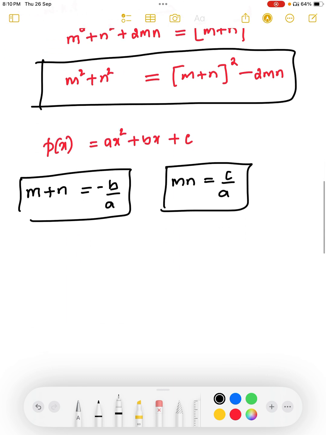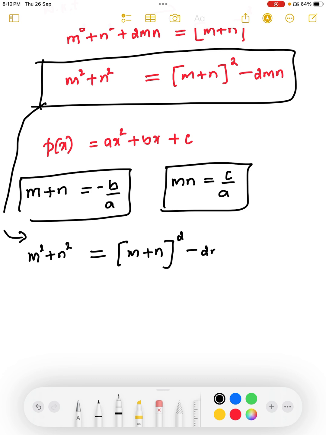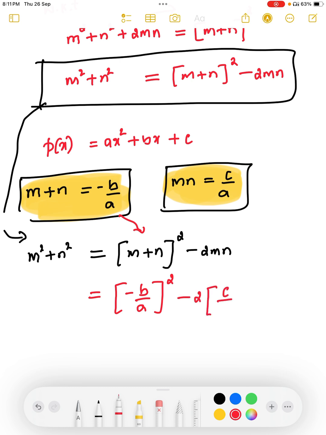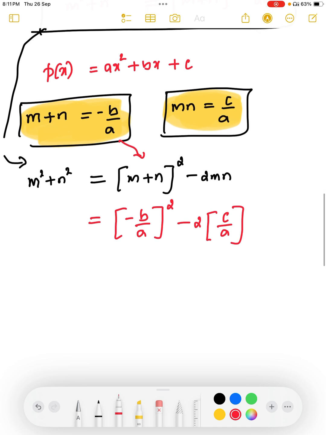Now what we have to find? We have to find m square plus n square. I'm using the above result. This m square plus n square can be written as (m plus n) whole square minus 2mn. Now I'm going to replace m plus n by minus b by a, whereas mn by c by a. In place of m plus n, I'll write (minus b by a) whole square. In place of mn, I'll write c by a. Are you all able to follow?